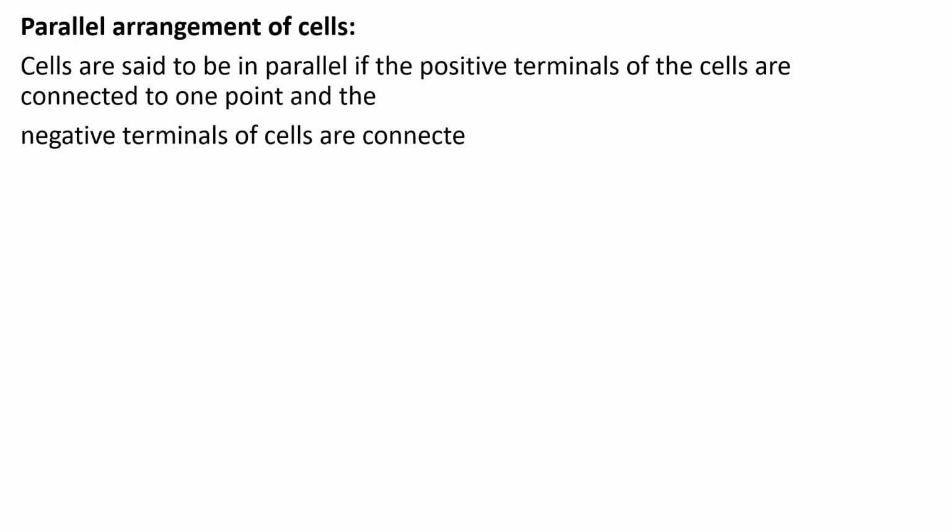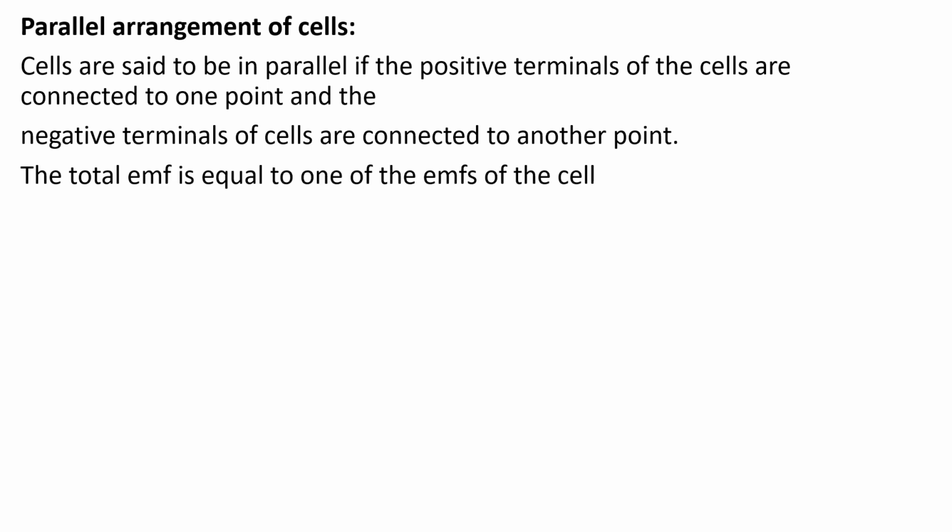So if the positive terminals of the cells are connected to one point and the negative terminals are connected to another point, then that's when we have the parallel arrangement. The total EMF is equal because there is one potential across each, so they share the same potential. The total EMF is equal to one of the EMFs of the cell.